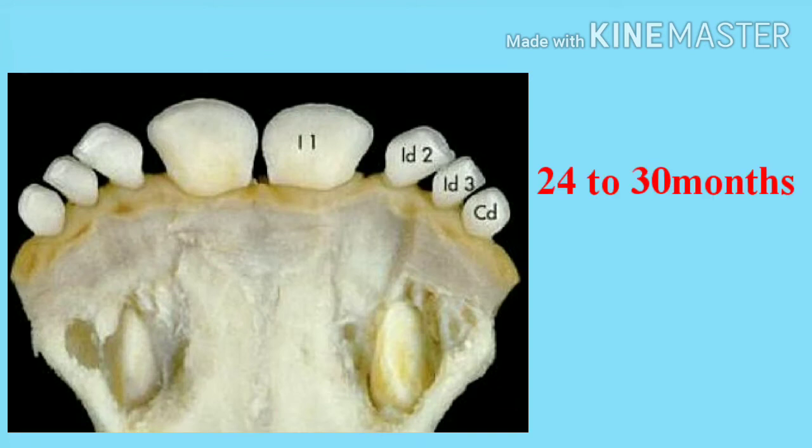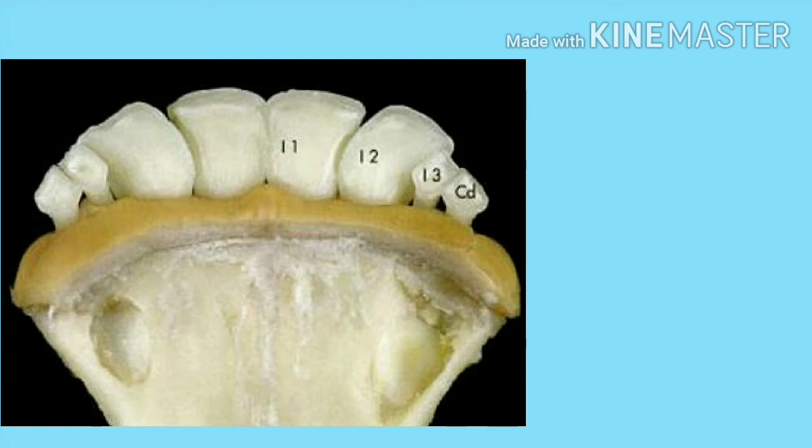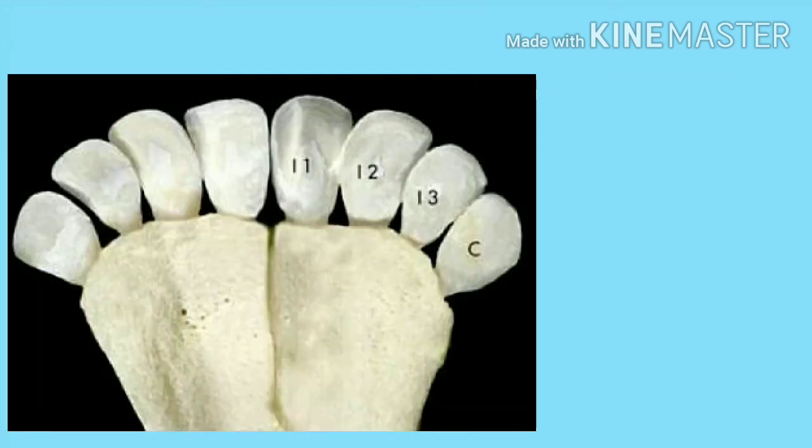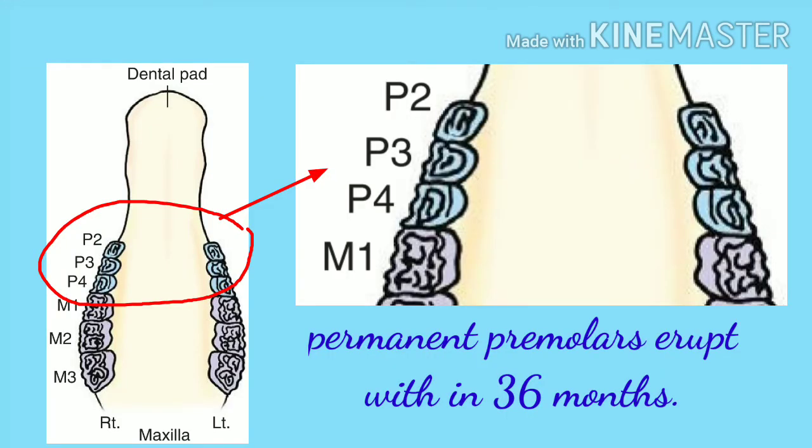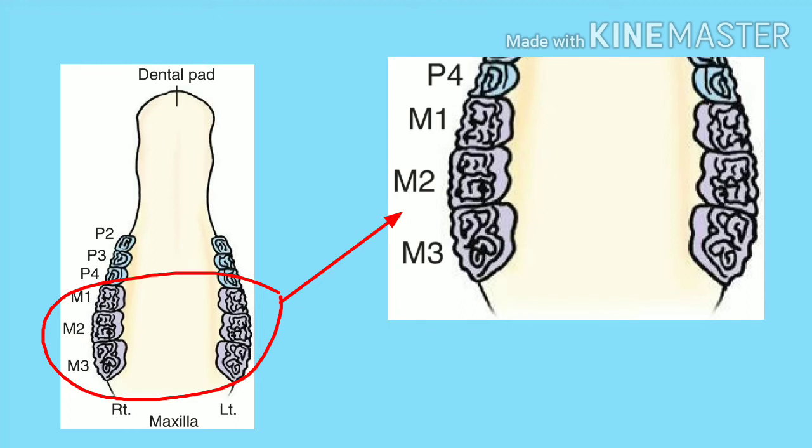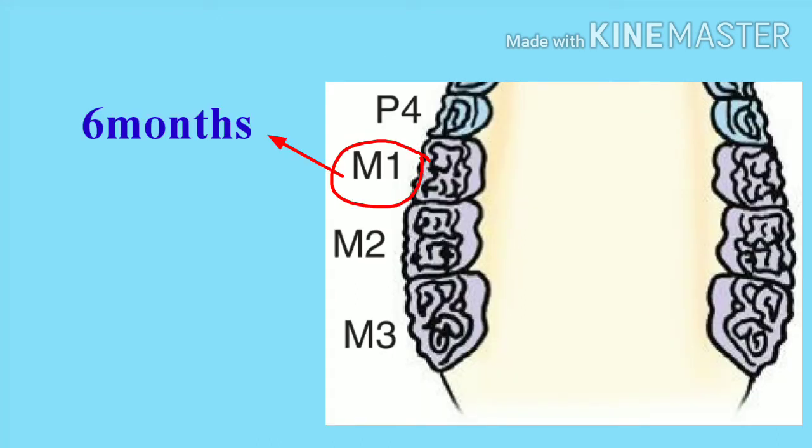Then incisor 2 erupts at the age of 24 to 30 months, and then incisor 3 erupts at the age of 30 to 36 months, and lastly incisor 4, also called the canine, erupts at the age of 40 to 48 months. All the permanent premolars erupt within 36 months and molars appear earlier. The first molar generally erupts at the age of 6 months and the other molars appear within 30 months.